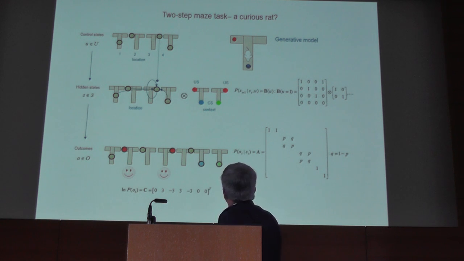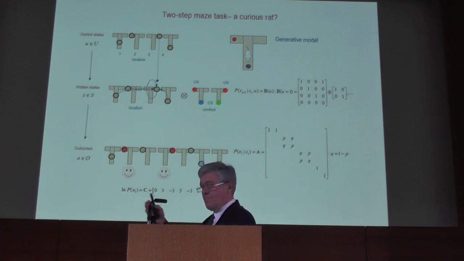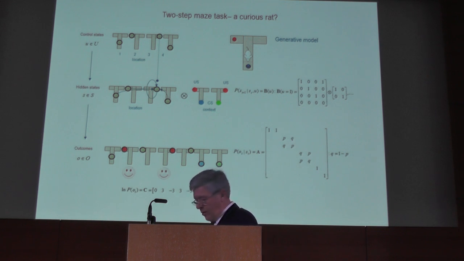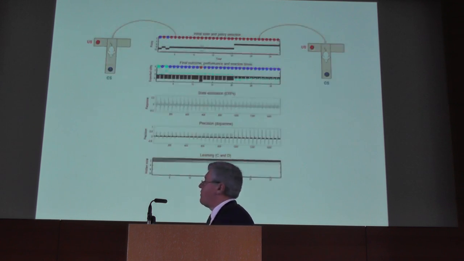The B matrices are again very simple. I can't change the context, but I can change my location. So all the B matrix is doing is saying I can move to one of four places, because there are two moves that are absorbing to the two arms, and the other two moves allow for moving to any of the four locations. So that's the setup. This is the sort of behavior that emerges from the setup.